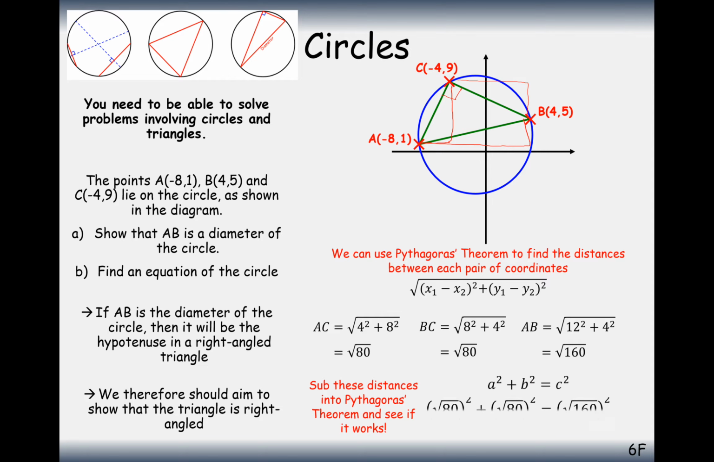Check Pythagoras theorem holds for this triangle here, and of course it does. We get 80 plus 80 is 160. Therefore, as the triangle is a right-angled triangle, A to B goes through the diameter.